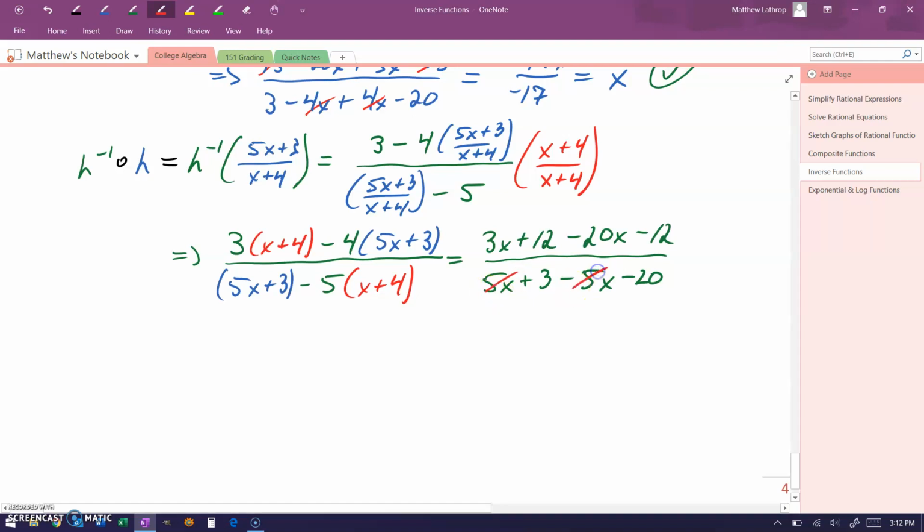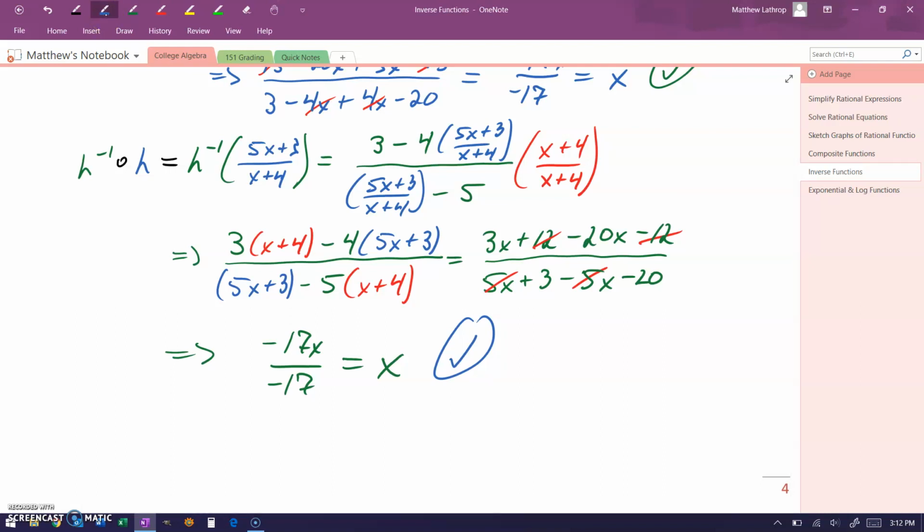In the denominator, our 5x's will cancel. In the numerator, our 12's will cancel, which will leave us with negative 17x over negative 17, which again is equal to x. So we verify that both of those compositions leave us with just x, which verifies that this expression that we came up with for the inverse of h is in fact the inverse of that original function h of x.